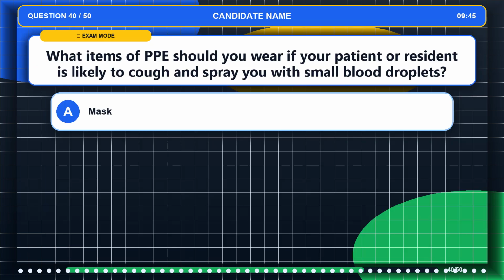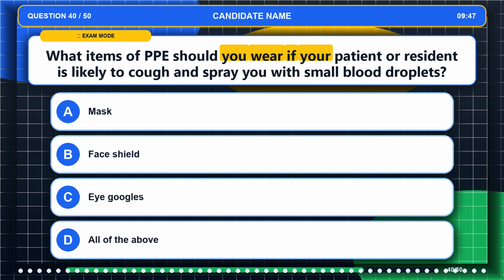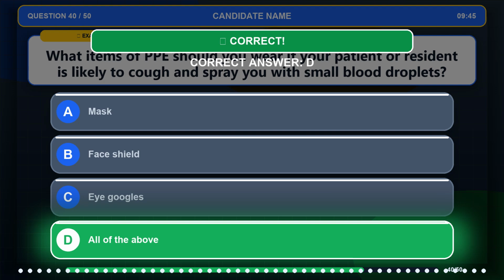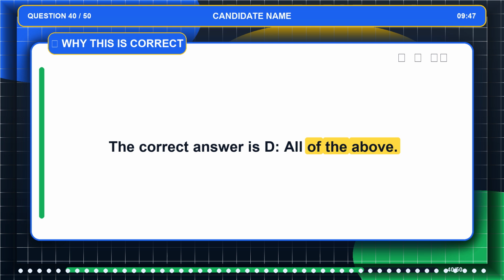Question 40. What items of PPE should you wear if your patient or resident is likely to cough and spray you with small blood droplets? Option A, mask. Option B, face shield. Option C, eye goggles. Option D, all of the above. The correct answer is option D, all of the above.